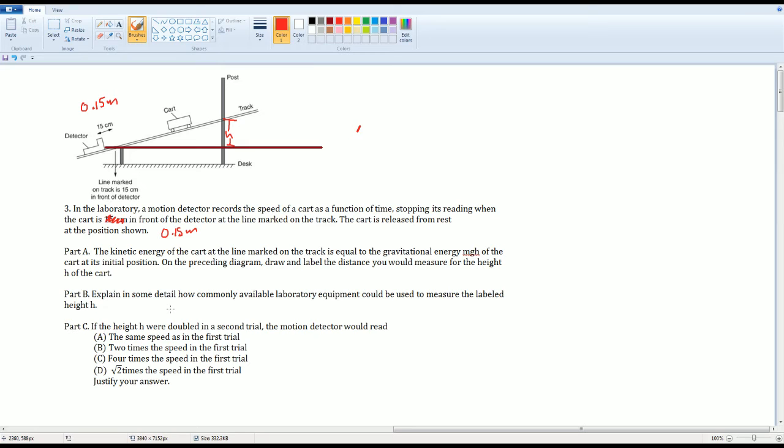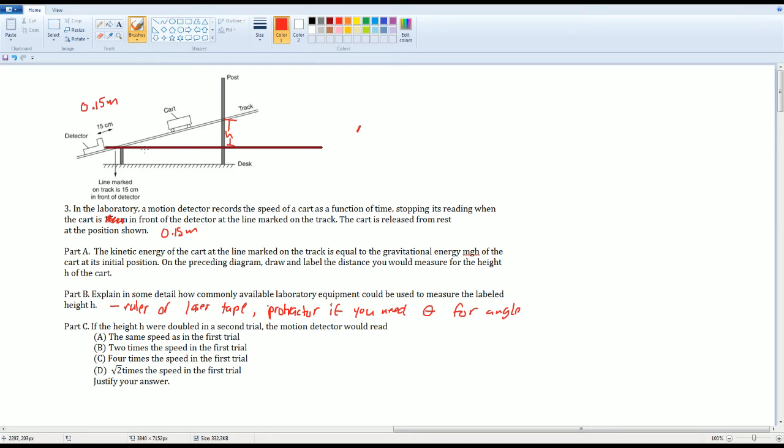A laboratory motion detector records the speed of a car as a function of time, stopped as it reads when the car is in front of the detector. A ruler? I mean, you could do a ruler or a laser tape, a meter stick. You could also use a protractor if you need theta for the angle, but you shouldn't.